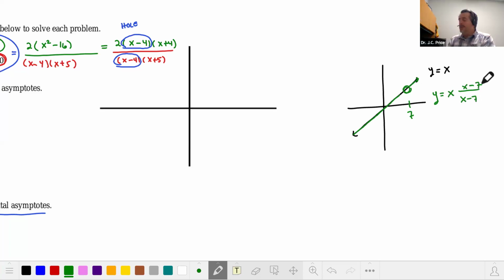And then the green graph and the black graph would be exactly the same, because normally this would just cancel out, except at 7, because what happens when you plug in 7 to this? You get 0 in the denominator, so it's not defined there. And so that's basically how you put a hole in a graph. You just multiply top and bottom by the same thing. All right, let's go to the next one and factor it.